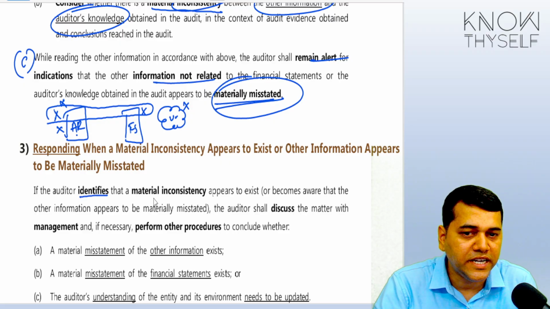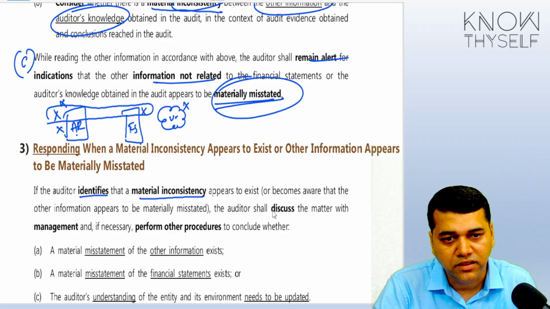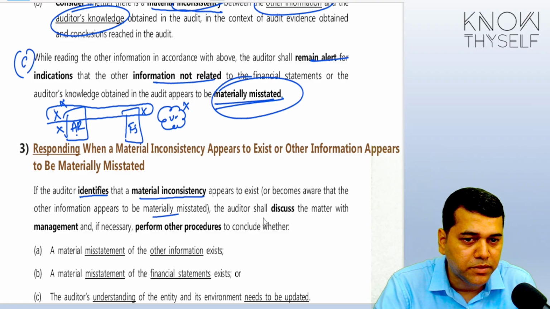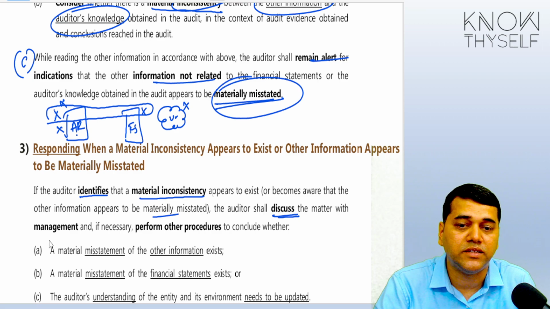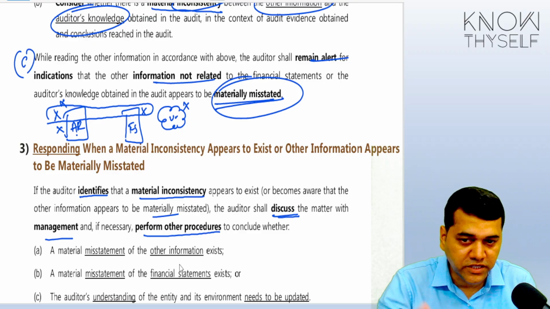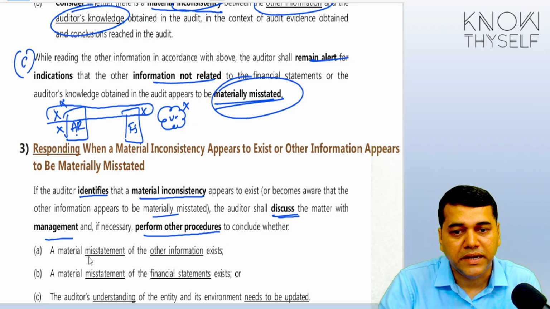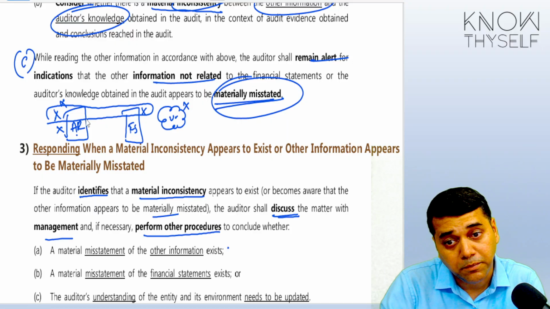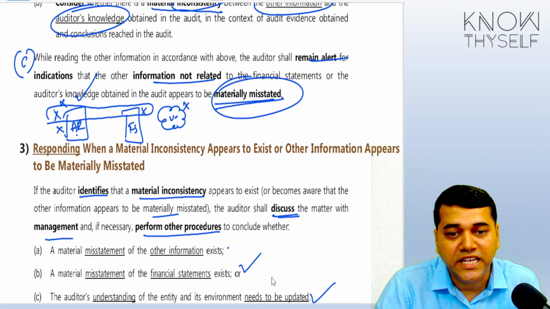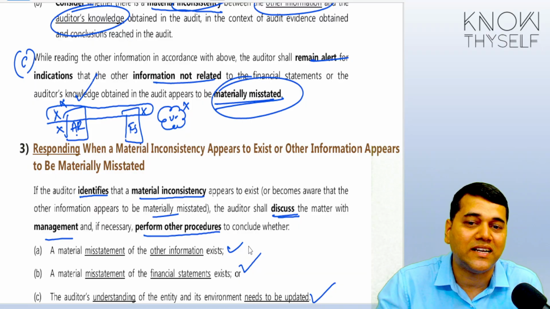If the auditor identifies a material inconsistency, or it becomes information that there is a misstatement, he shall discuss the matter with the management and perform the necessary procedures. First, you have to find out whether this is a material misstatement in the other information, or a problem in the financial statement, or whether my understanding needs to be updated. Where exactly is the problem?